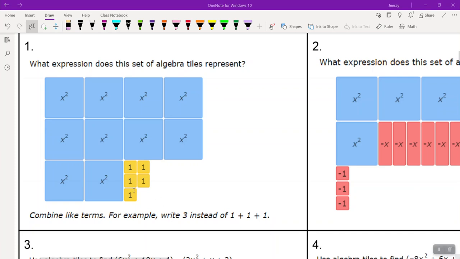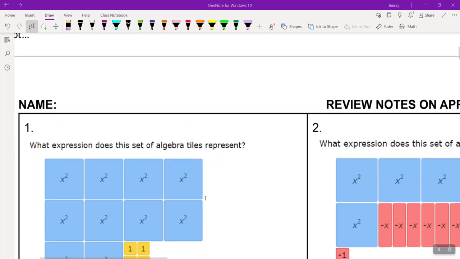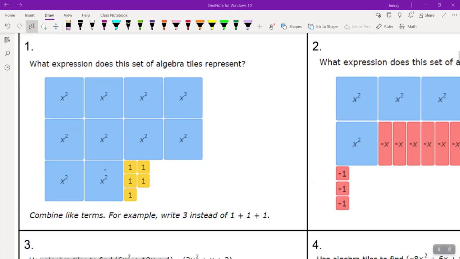All right, we're going to go ahead and get started with reviewing adding, subtracting, and multiplying polynomials. What expression does this set of algebra tiles represent? Basically, they want you to collect all the like terms. So how many blue boxes of x squared do we have? 10 of them. So you're going to write 10x squared. All right, that's collecting like terms.